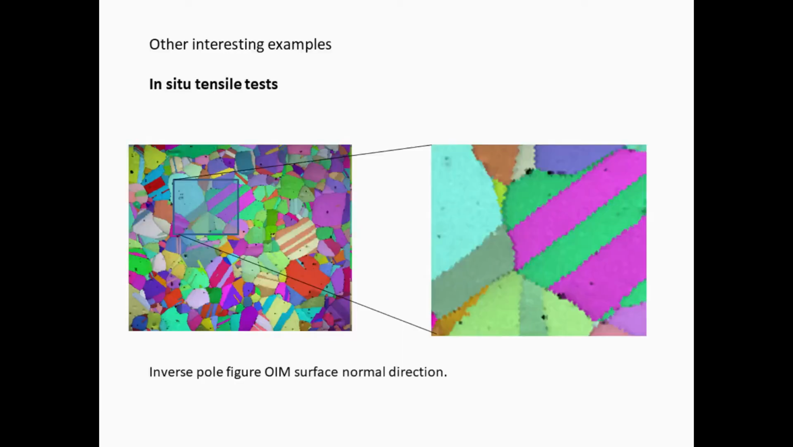Now, here is some data from Saji Suzuki's lab in Japan. He's kindly let me show this before. Here's an ordinary IPF map, and here's the detail. And what is nice about this data set is it's part of an in situ set of tensile testing where EBSD patterns were recorded along the elastic line up into the plastic region.